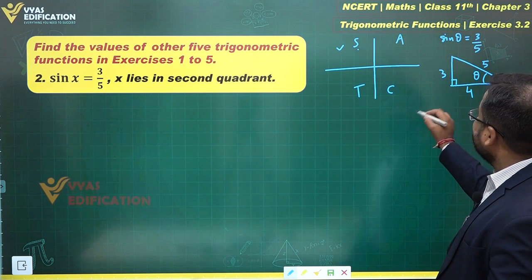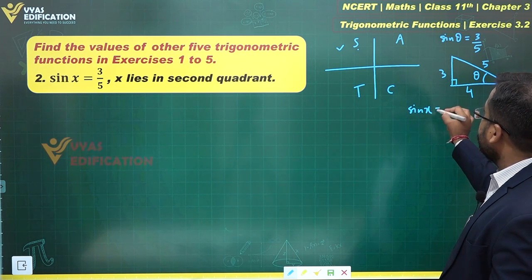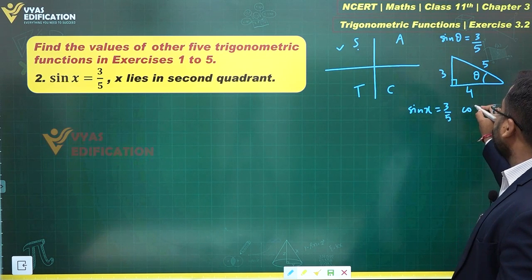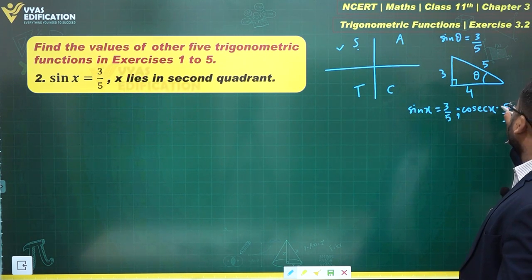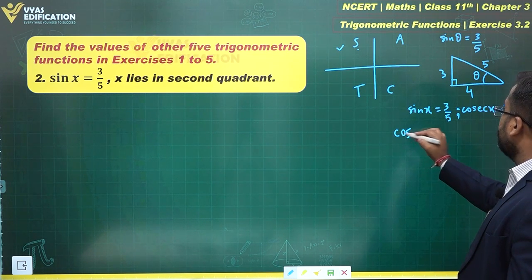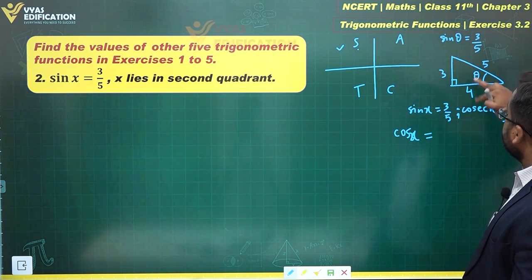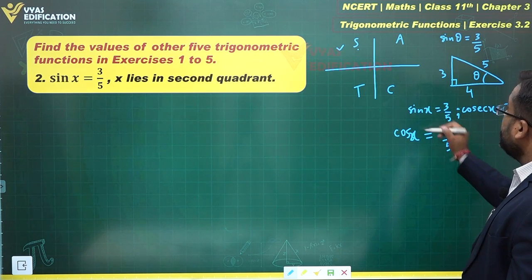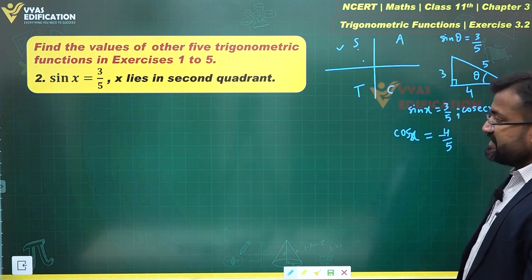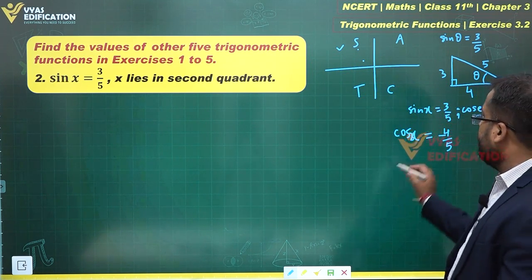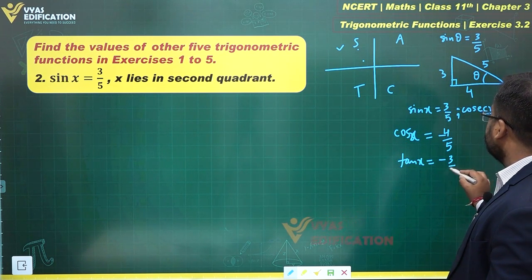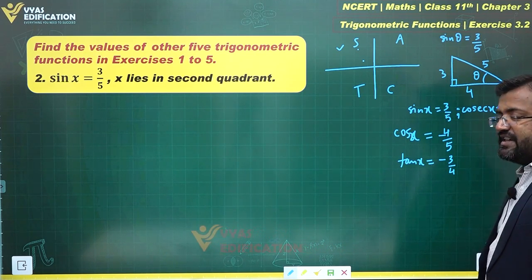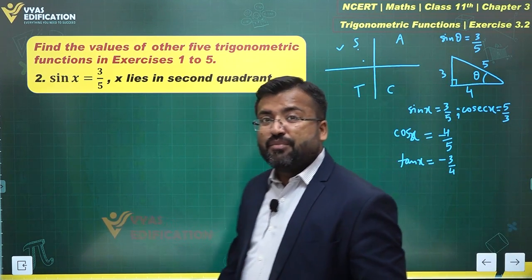Sine x is something which we already know. Sine x is 3 by 5. Cosec x would be 5 by 3. Cos x can be found as 4 by 5, but since x is lying in the second quadrant, this will be minus 4 by 5. Similarly, tan x would be 3 by 4, but with a minus. Reciprocals sec x and cot x can easily be found. This is the simpler, shorter approach.